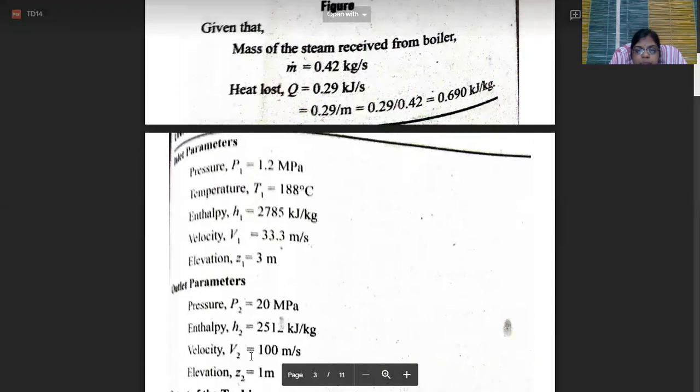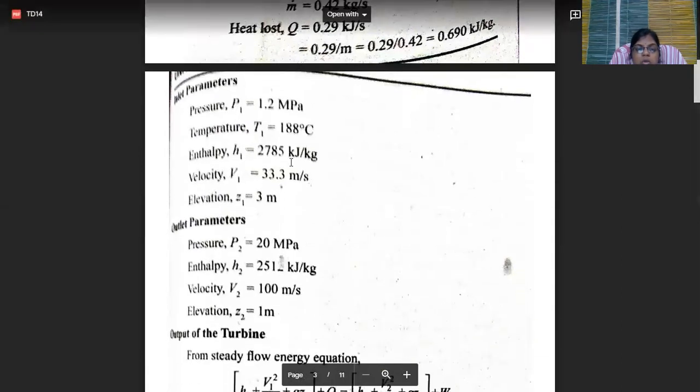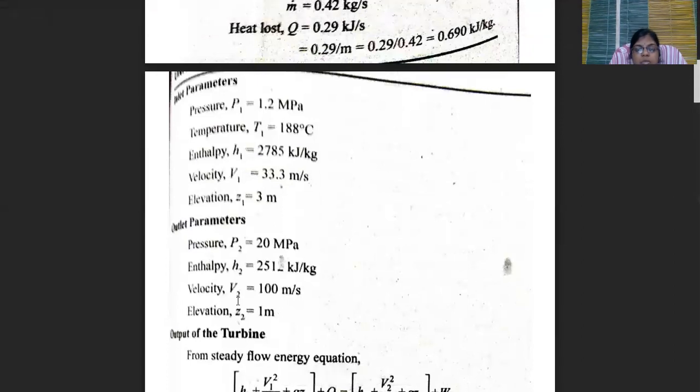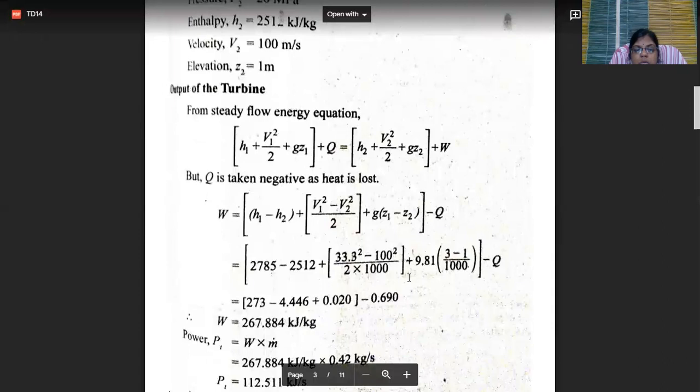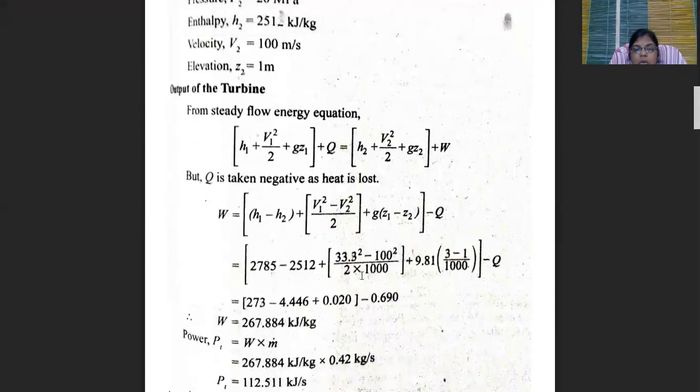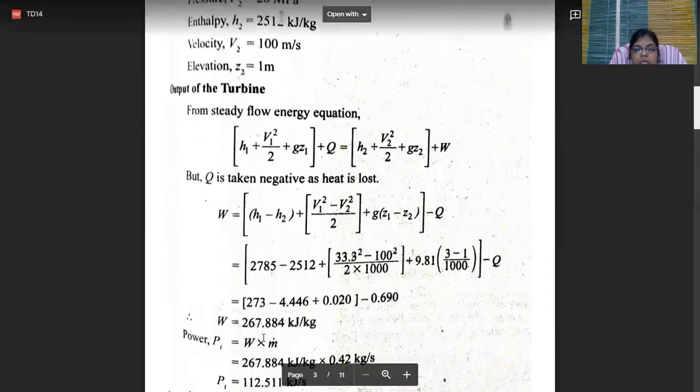Okay, enthalpy also kilojoule per kg. So all terms are given in the form of kilojoule per kg. So that is why we divided by 1000 and 1000. So if you divide by 1000 and 1000, we get kilojoule per kg.